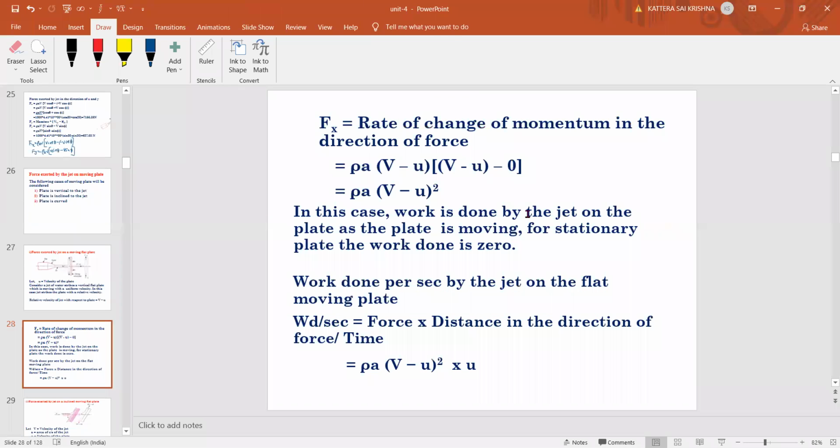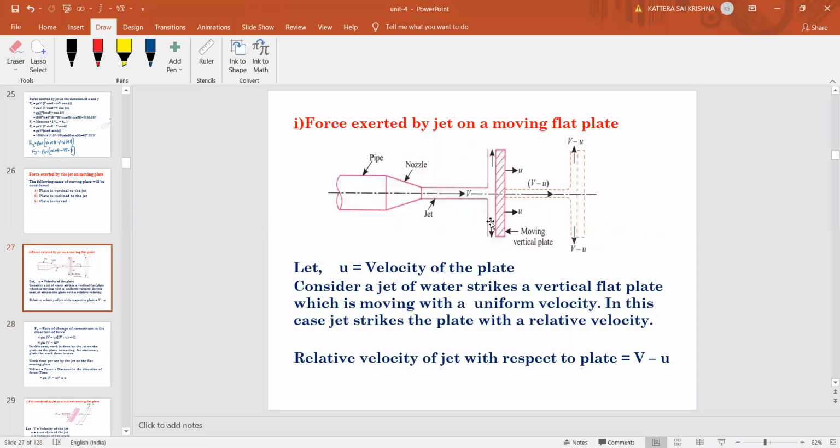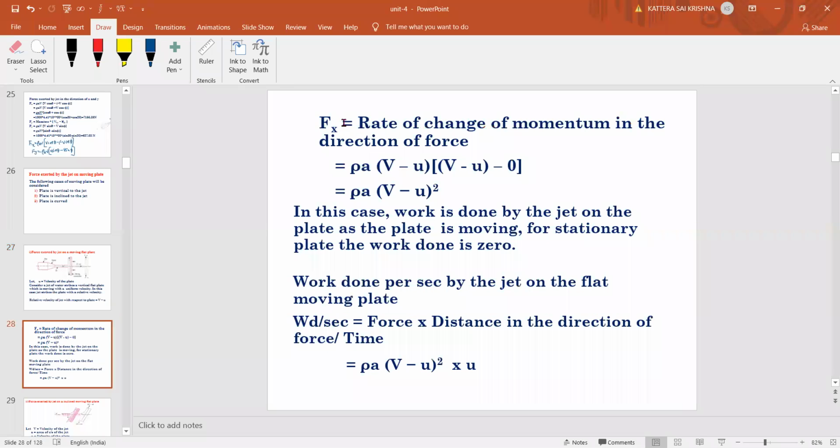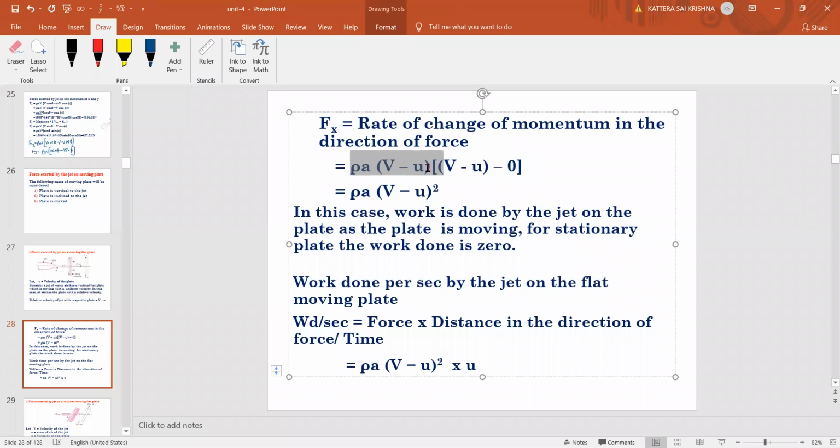So now, what we need to calculate? We need to calculate the force exerted by the jet on the plate again. So we'll take Fx equal to the rate of change of momentum in the direction of force, that is rho a v. Here the rho a v becomes rho a into (v minus u), because the velocity of the fluid which the jet is hitting the plate with is v minus u. Initial velocity is taken as v minus u.